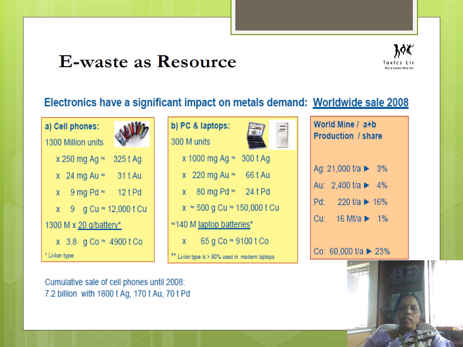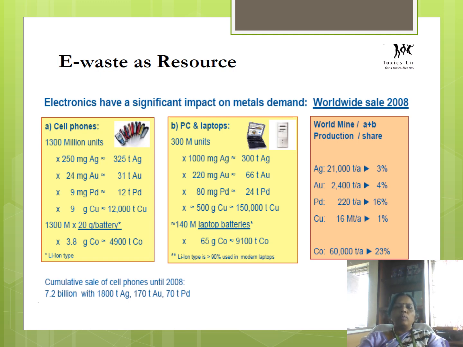So we can take e-waste as a resource. Electronics have a significant impact on metal demand. Worldwide sale is around 2008. Cell phones need this much plastics, and so do PCs and laptops, and worldwide mine production and sharing is given here.